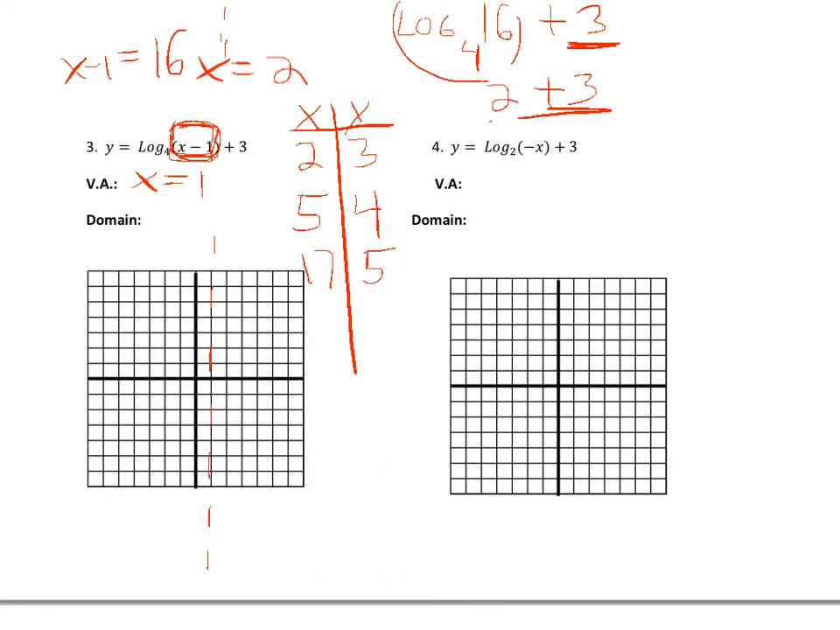So you can see how the y values keep going up by 1. Just like when I did exponential functions, the x values only went up by 1. So the x's increase exponentially here.